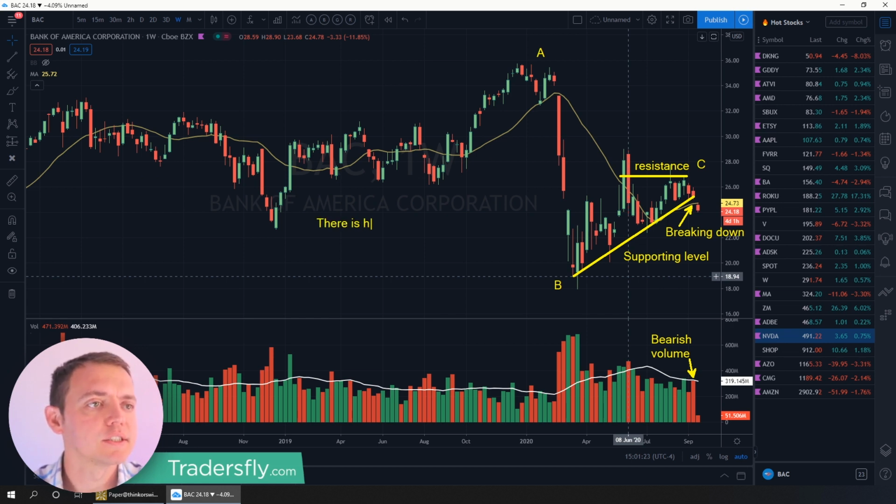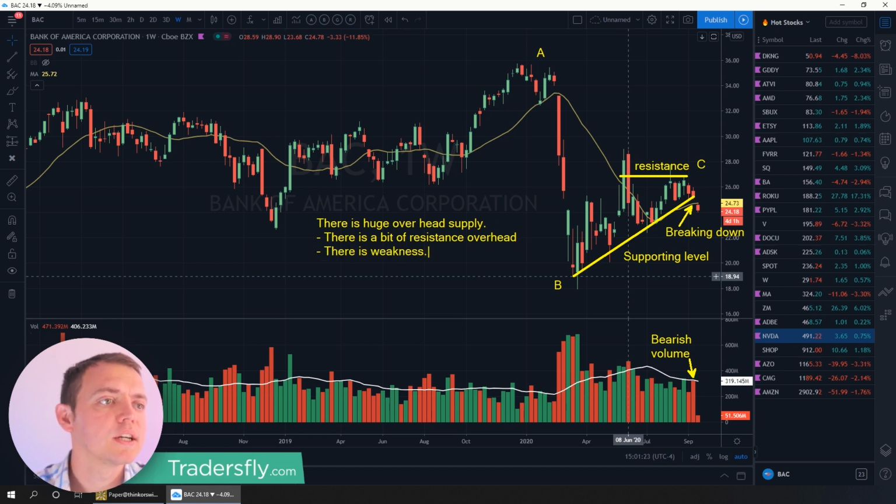Ultimately, there is huge overhead supply. There is a bit of resistance overhead here. There is weakness, and that's a problem, and a break of an upward trending pattern is also not good. So be a little more careful.